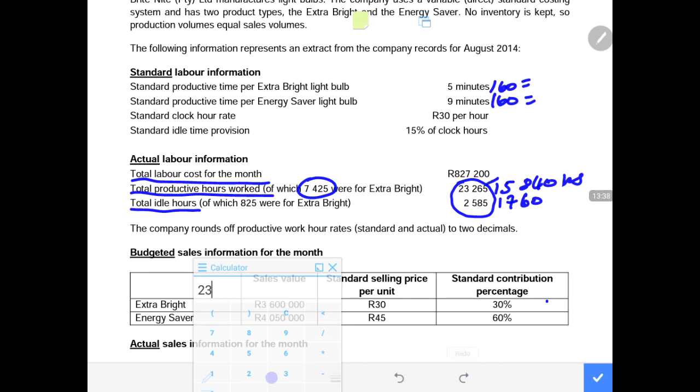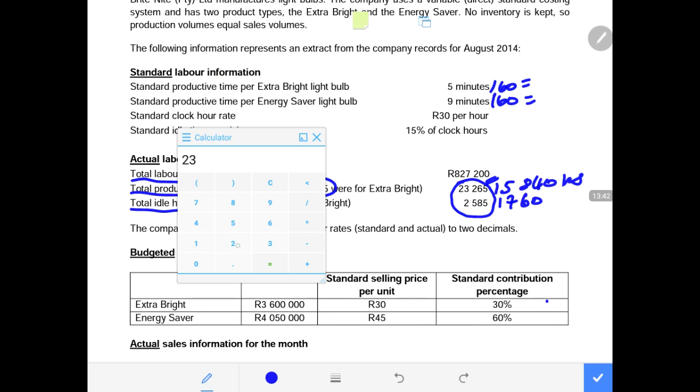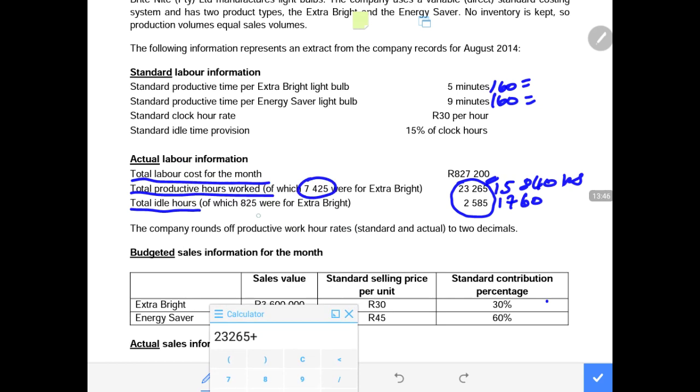Therefore, now that is why we have to add the two and say 23,265 plus the idle time once again. Remember, this was idle time. Total idle time was 2,585, and 825 of that was for the extra bright, and 1,760 was for the energy saver, and the total of the idle time is 2,585.